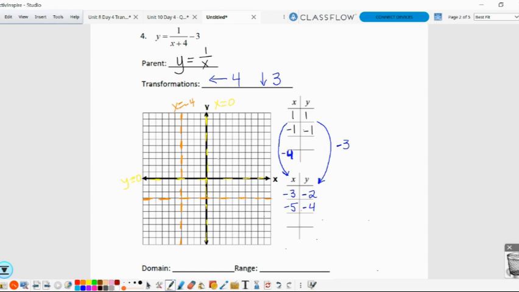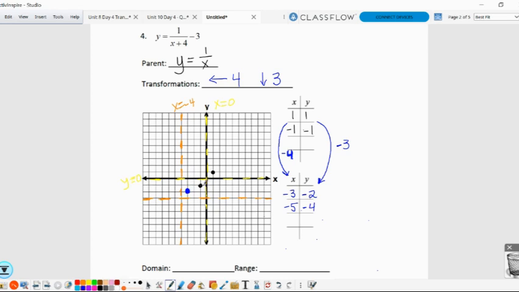That's option 1. Option 2, here are our parent points, 1, 1, negative 1, negative 1. And our transformations are to go to the left 4 and down 3. So if I start with this point that's in the right corner, and I go to the left 4 and down 1, 2, 3, I'm right here in this corner.